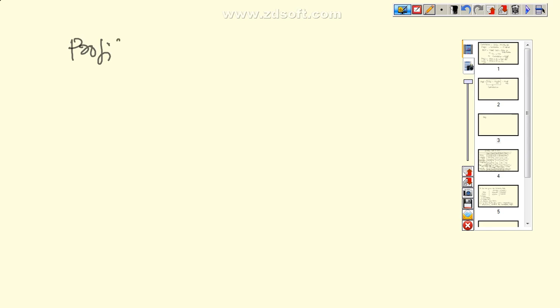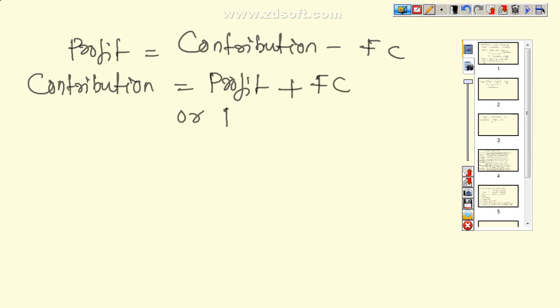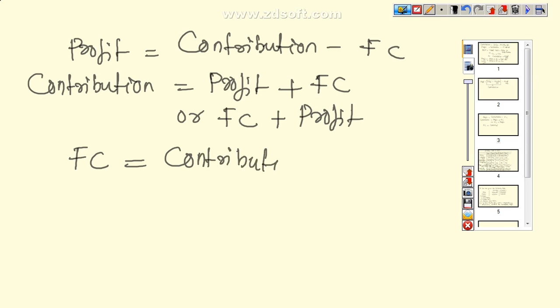So we can write it here: profit is equal to contribution minus fixed cost. From this formula we can frame contribution is equal to profit plus fixed cost, or fixed cost plus profit. And from this equation we can frame fixed cost is equal to contribution minus profit.